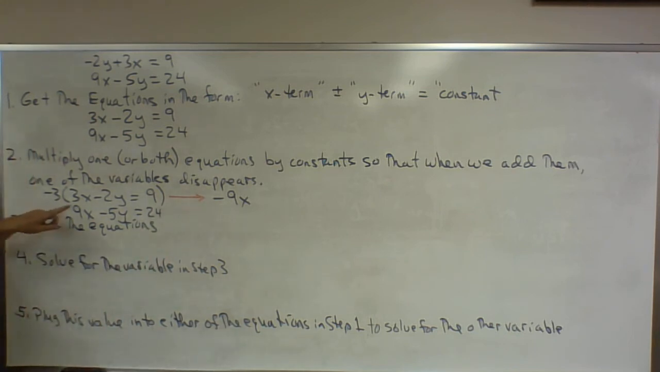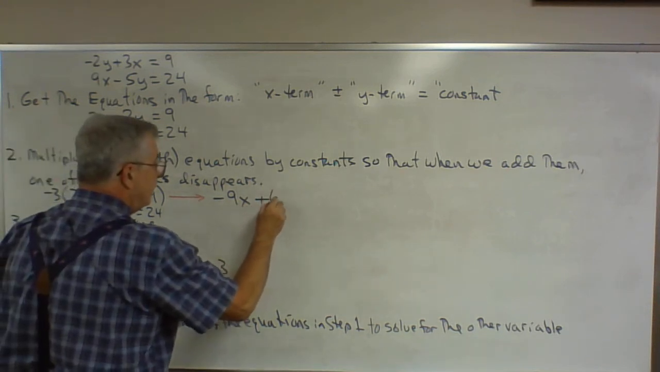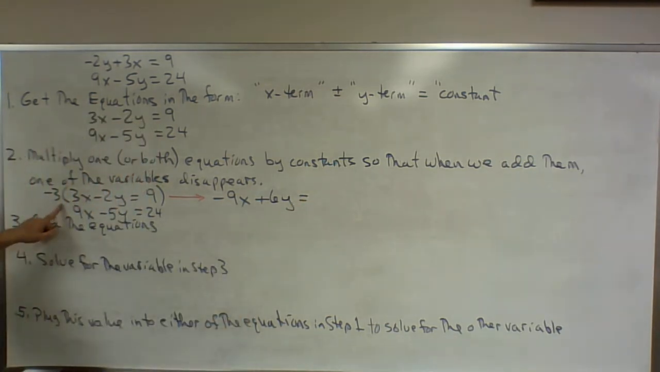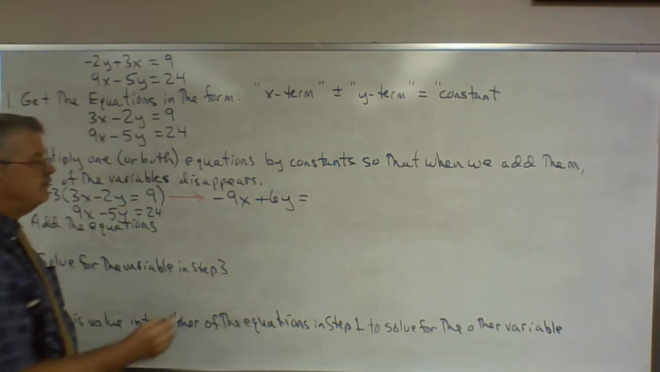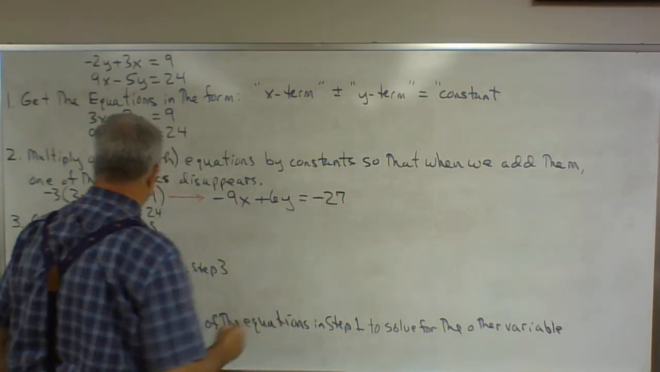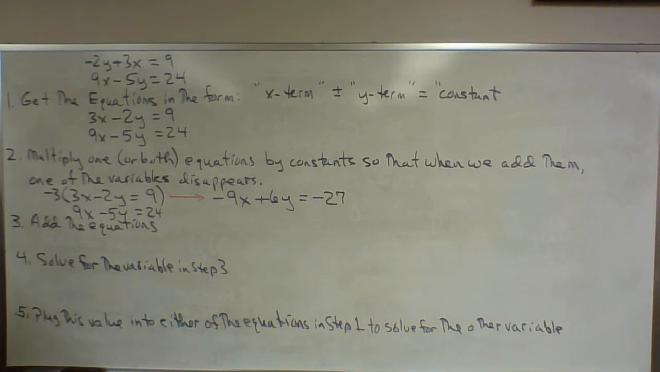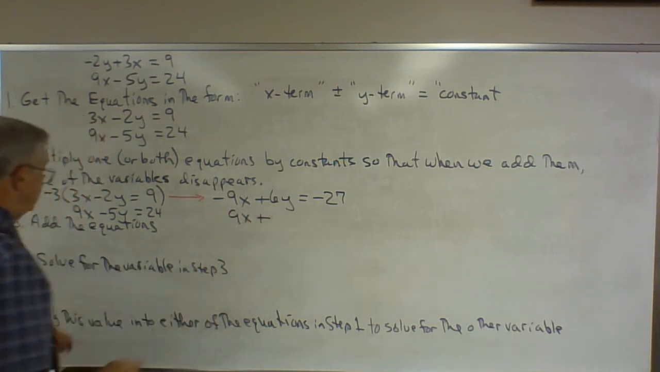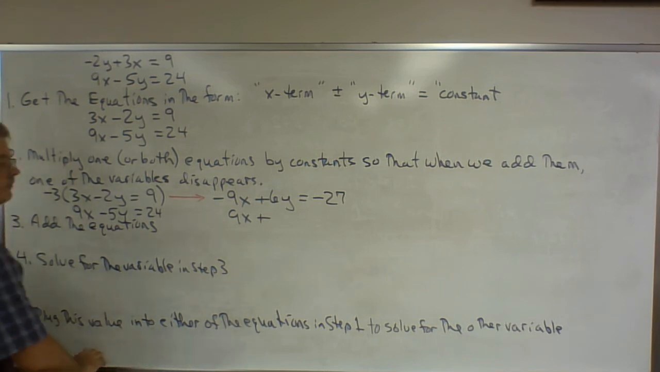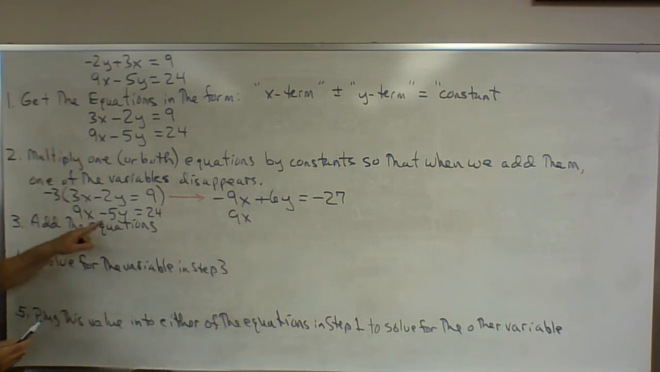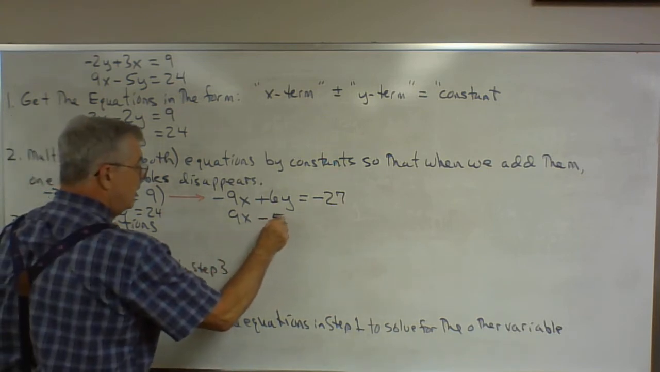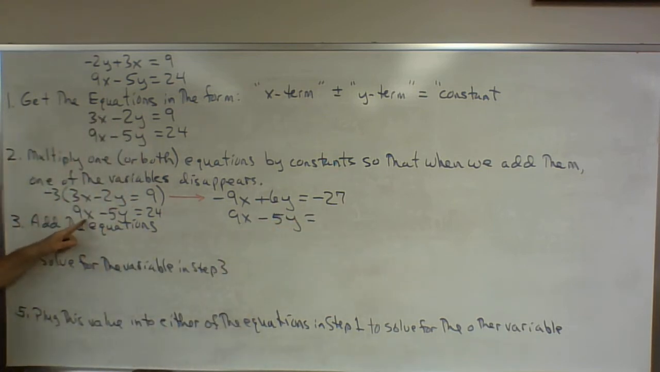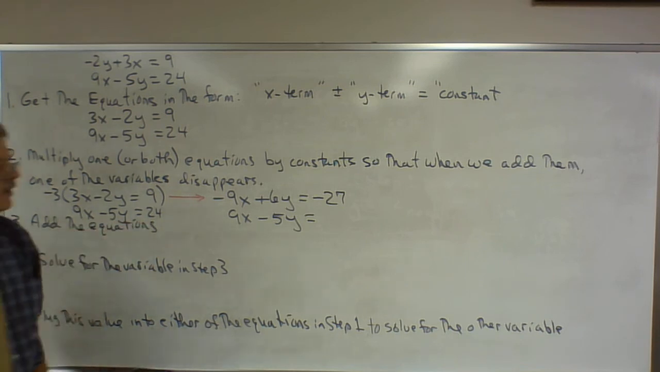And negative 3 times negative 2y is positive 6y. Negative 3 times positive 9 is negative 27. Okay, that looks good. The second equation I just keep exactly the way it is. 9x minus 5y equals 24.